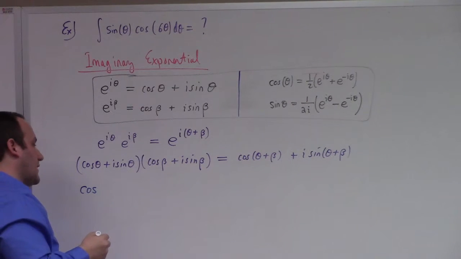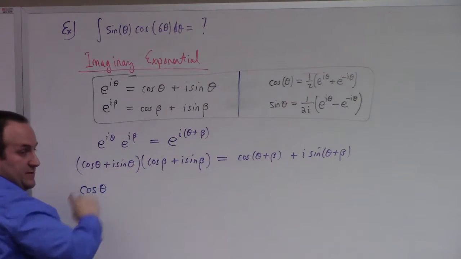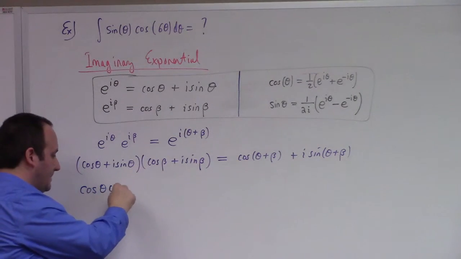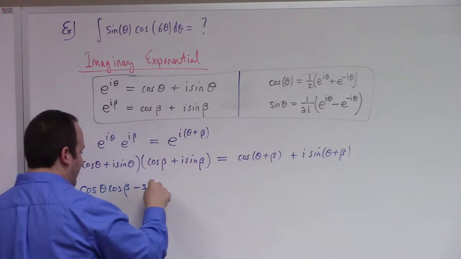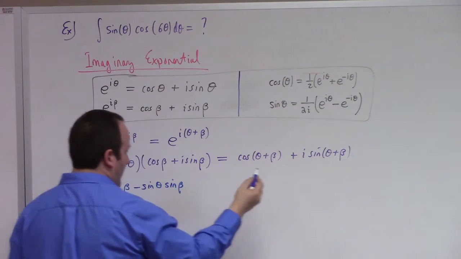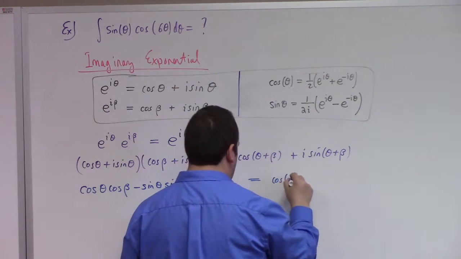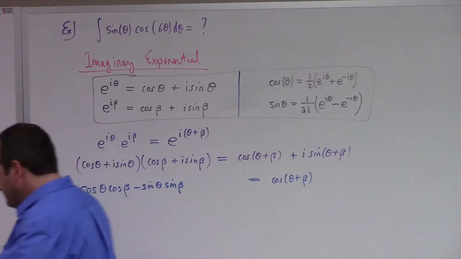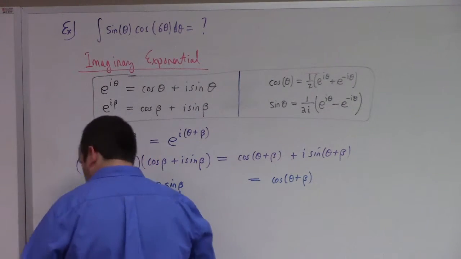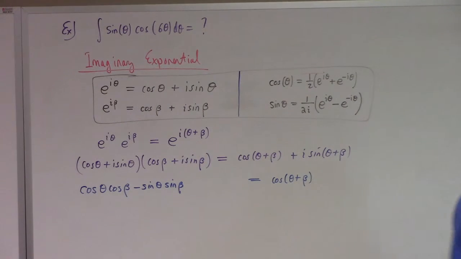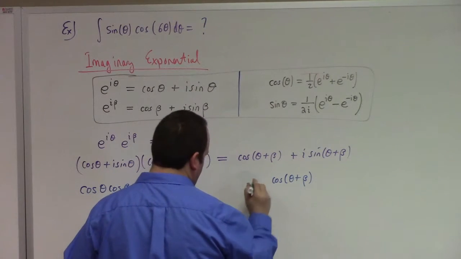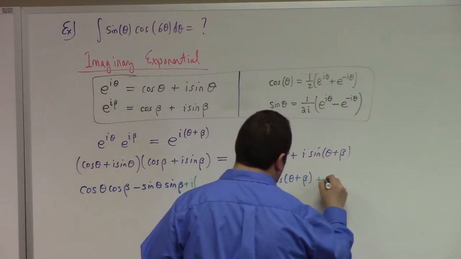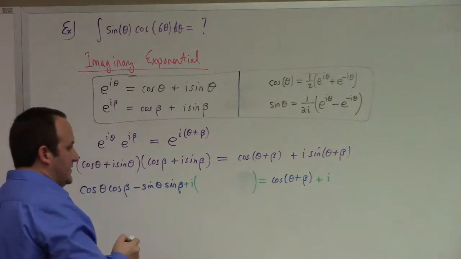Good question. Let's see here. So cosine theta, multiply this out, right? Cosine theta, cosine beta. i squared is what? i squared is minus 1. So I get minus sine theta, sine beta. And so that's equal to cosine theta plus beta. All right. And then plus i times what? On the left-hand side, what do I have? I mean, the right-hand side is easy. It's sine of theta plus beta. There's nothing to do there.